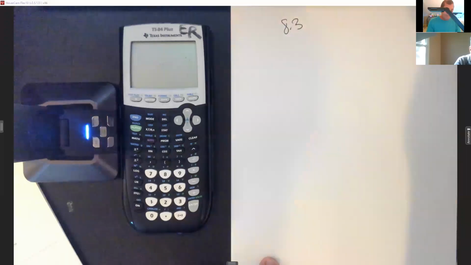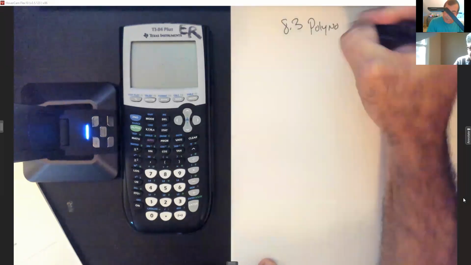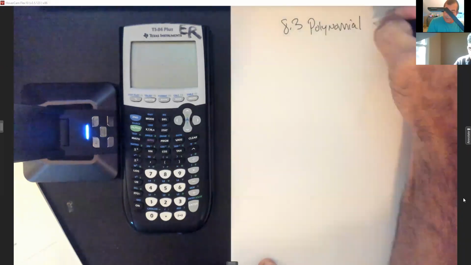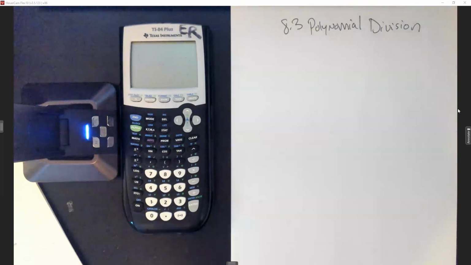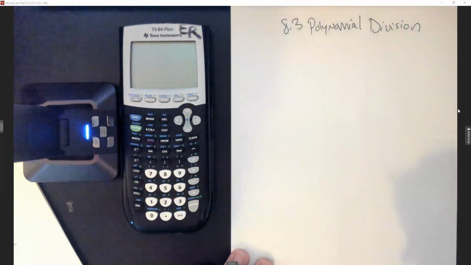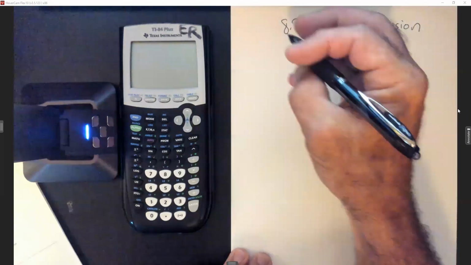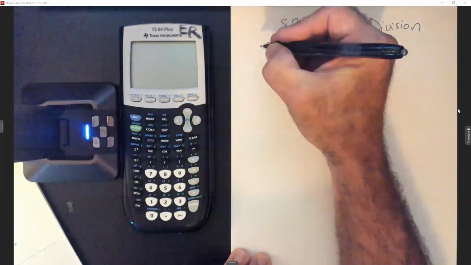And synthetic division is in this section because it's a type of polynomial division. So we won't be messing with long division. It's just going to be what we call synthetic division. I'm not sure if y'all did synthetic division in foundations class or not. So, synthetic division.